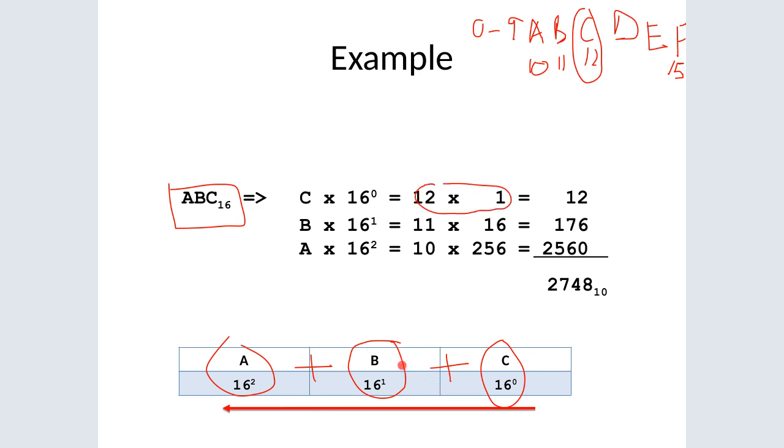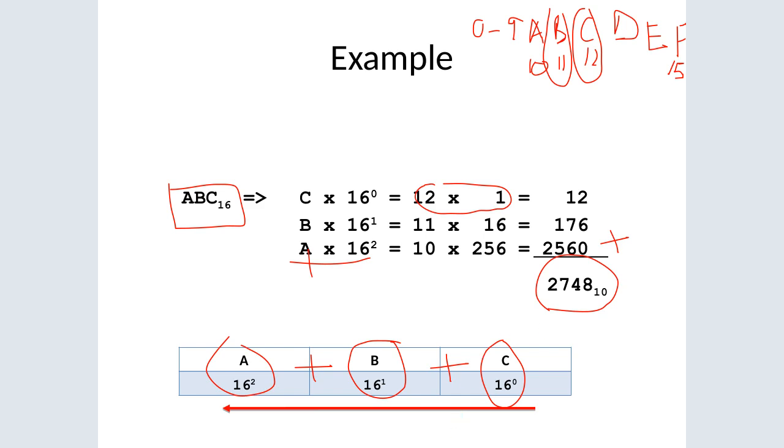Then B times 16 to the power 1. But what is B? B is 11. Then again, we have 16 to the power 2 times A. But what is A? A is 10. So 10 times 16 to the power 2, which is 256, and you get these 3 results. Then when you get the results, you add them. The resulting number will be the equivalent in base 10. You have converted this one to decimal, and that is as simple as that.